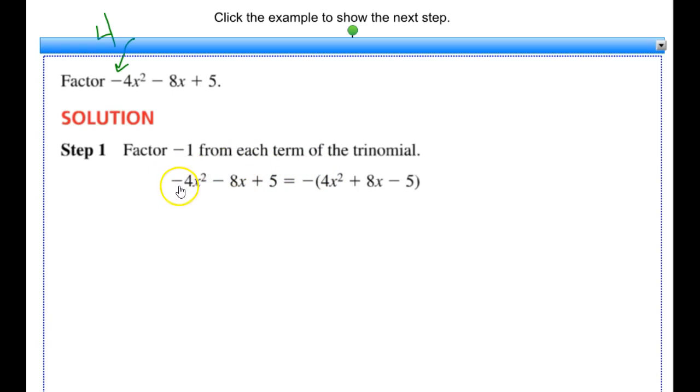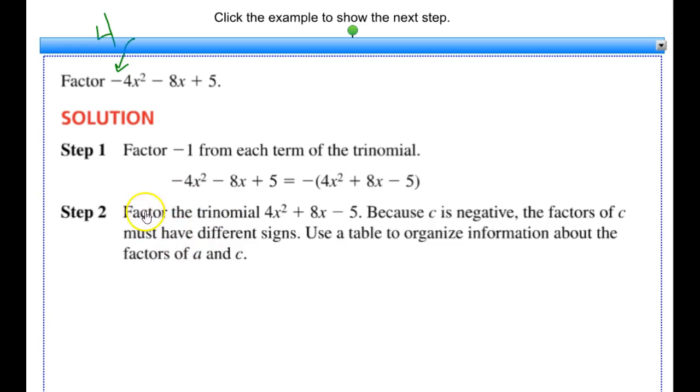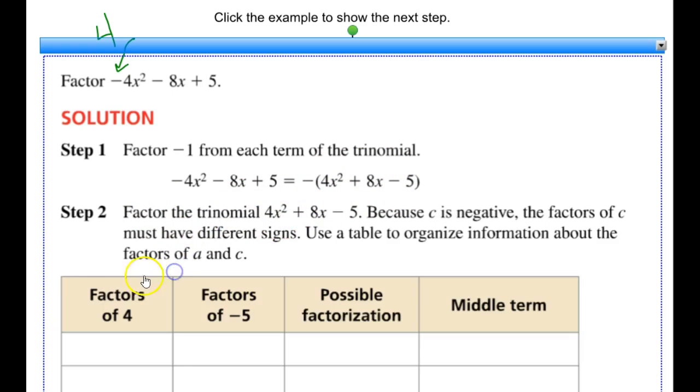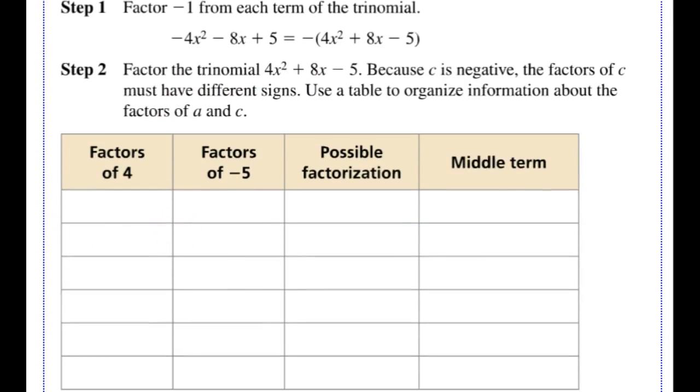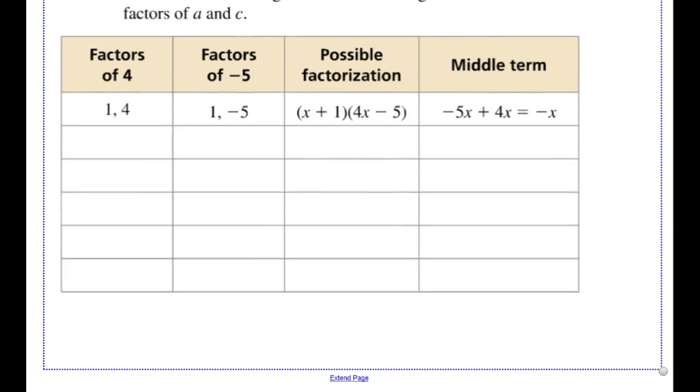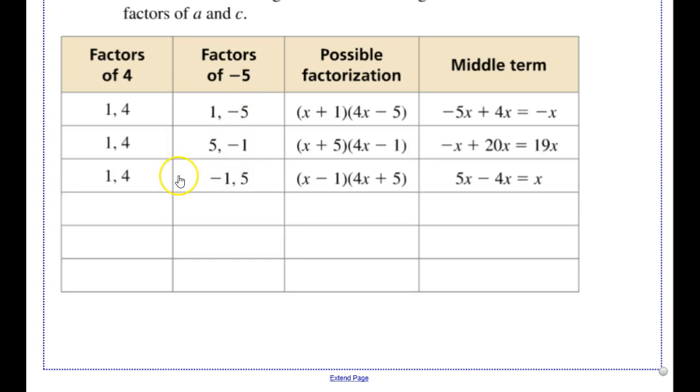So once I've done that factoring, I end up with a negative out front, and then I have the quantity 4x squared, and then I change the sign, so plus 8x, and then I change the sign, so minus 5. So now I'm back to some of the previous examples we've looked at, and I can make my table and then come up with all of my possible factors of 4, right? So my factors of 4 would be 1 and 4. Then my factors of -5, I'd have 1 and -5. I'd have 5 and -1. Then I have to try -1, 5, and then I have to try -5, 1.